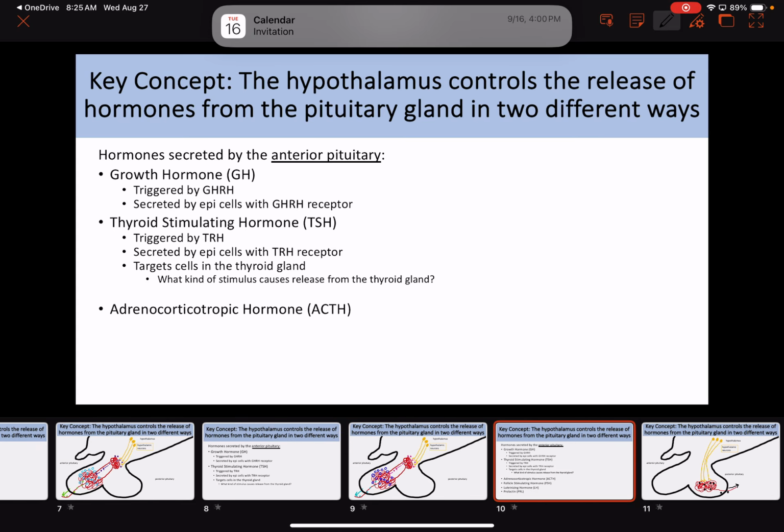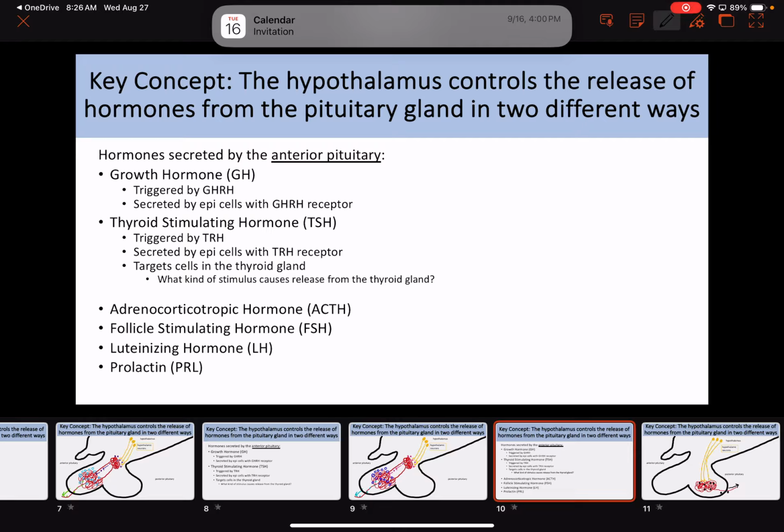We also have what's called adrenocorticotropic hormone. I briefly mentioned it on Monday. It also is released by the anterior pituitary. It then targets the cortex of the adrenal gland to release cortisol, which is our stress hormone. We also have follicle stimulating hormone, which we'll talk a lot about when we get to the reproductive system, and luteinizing hormone, which we will also talk about in the reproductive system.